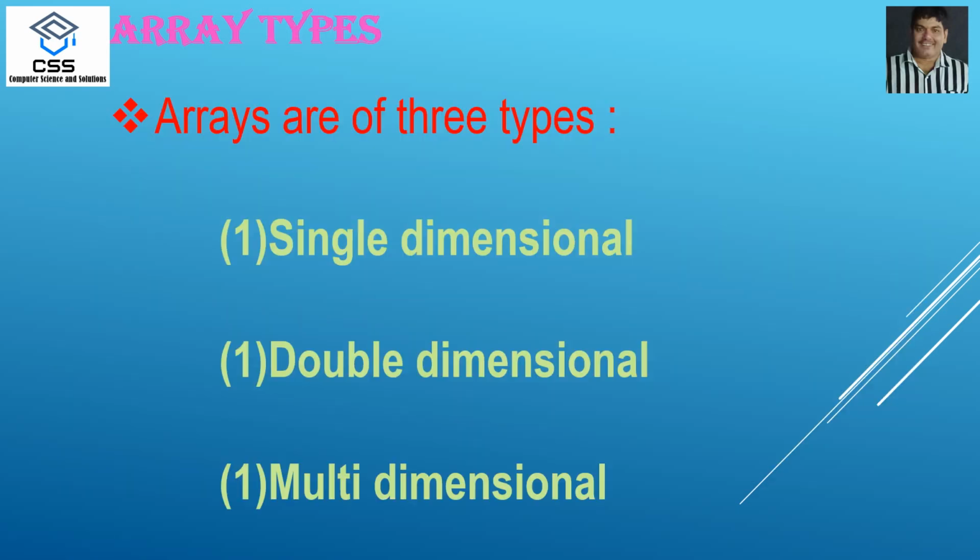Okay. Next, what are the types of array. Arrays are broadly classified into three types: single dimensional array or one dimensional, double dimensional array or two dimensional, and multi-dimensional array. Most of the real life applications can be solved either by single dimensional or by double dimensional.